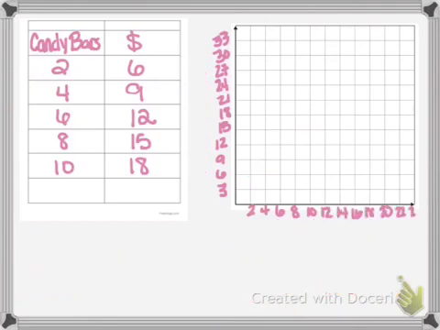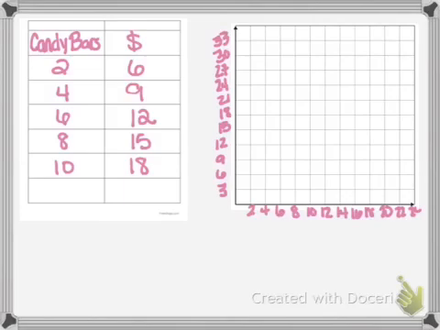All right, so we can see here that I've labeled a table here for candy bars and money. So we want to ask ourselves what is going on here in the table. So we can look at the candy bars and money. The number of candy bars that you buy will indicate how much money you have to spend. So here we see in this table that if we buy 2 candy bars, it's going to cost us $6. 4 candy bars are going to cost us $9. 6 candy bars are going to cost us $12, 8, $15, and so on.